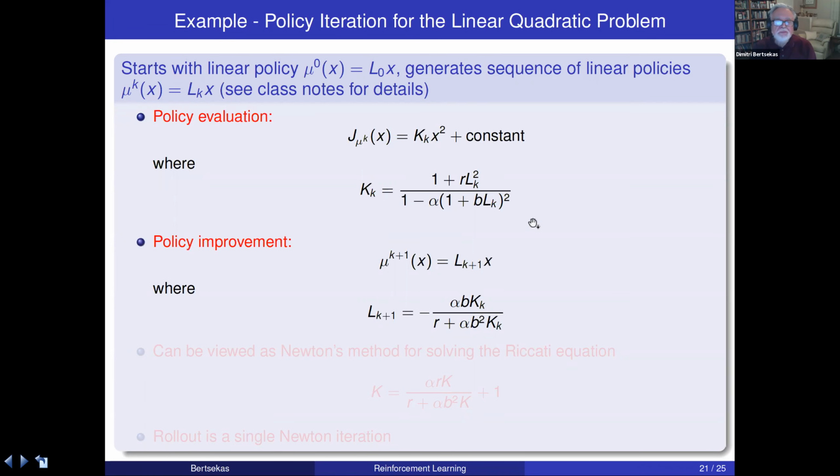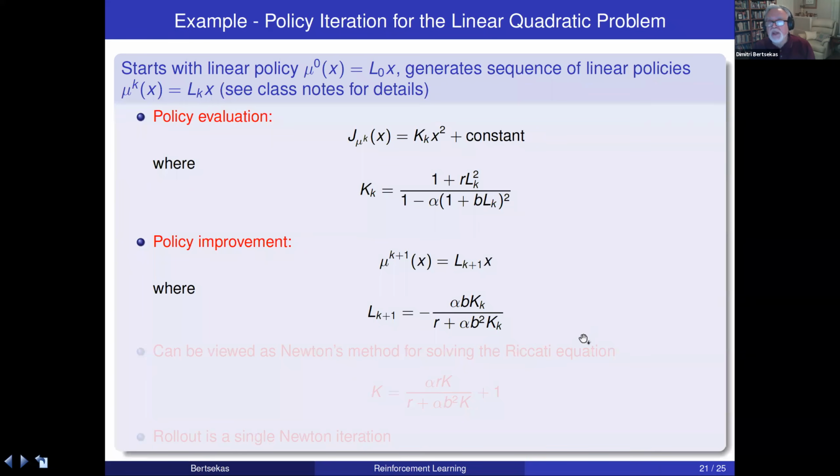And now, the policy improvement; this is policy evaluation. Policy improvement is obtained by plugging this into Bellman's equation and doing the minimization. After you do that, set the derivative to 0 and so on and so forth. We obtain a new policy that's a linear function of x and relates to the quadratic coefficient of the policy cost function by this expression here.